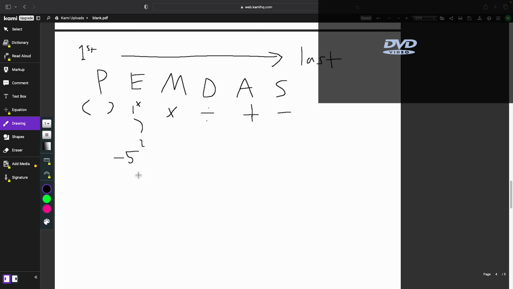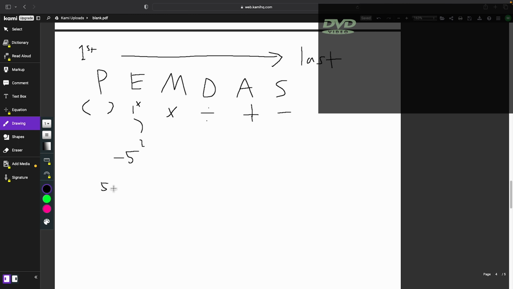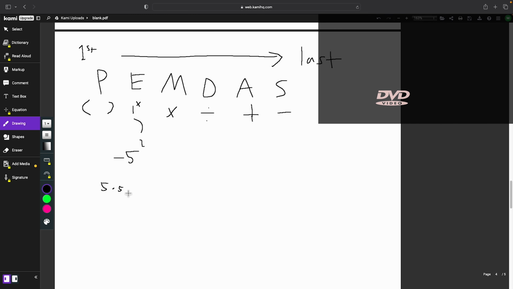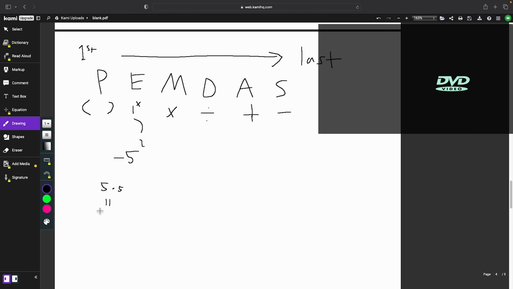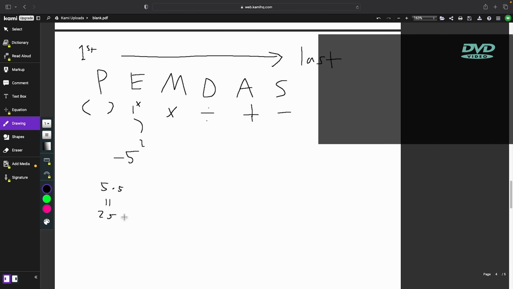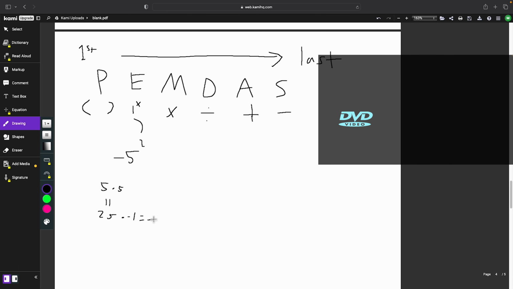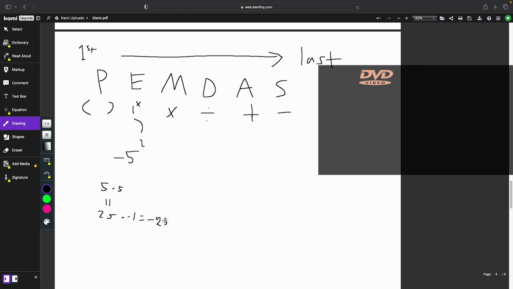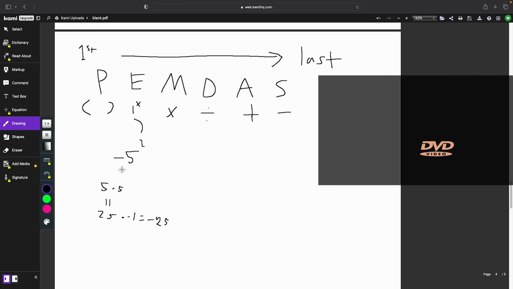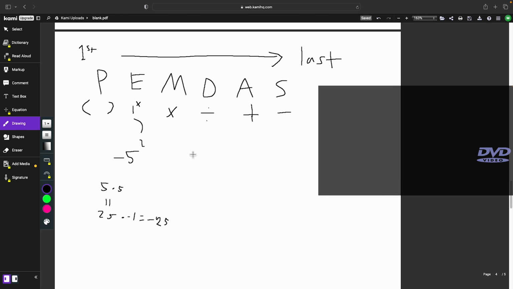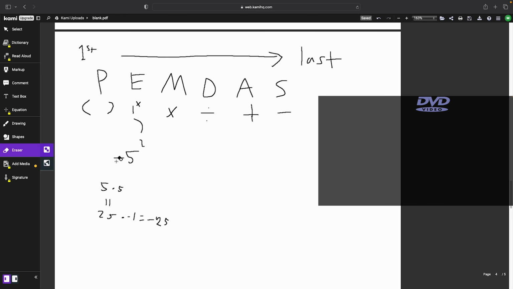So you do the exponent before you get to the negative. And so that's why it's 5 times 5, which gives you 25, and then you multiply it by negative 1, which gets you negative 25. And because of the weird order of operations, it gets that.